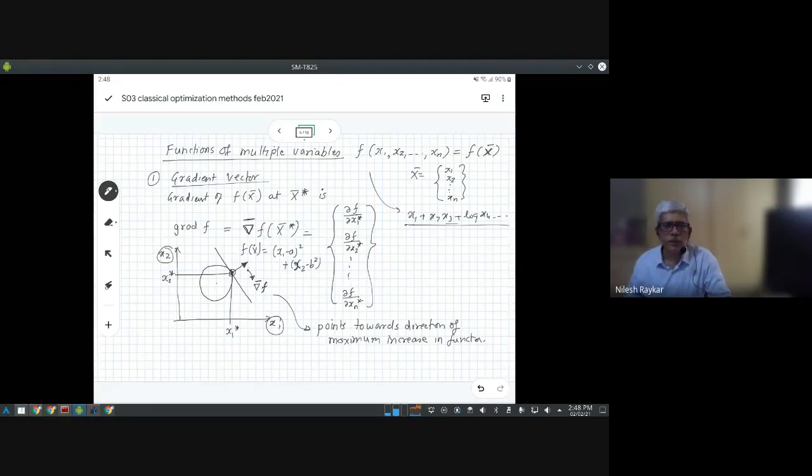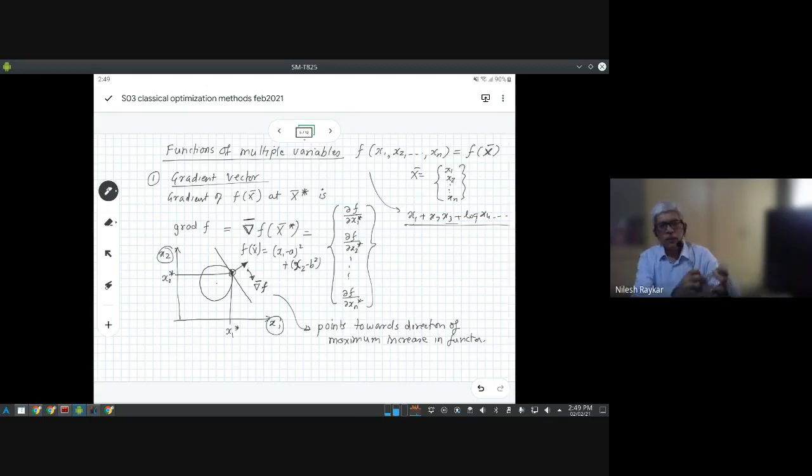In higher dimensions, it becomes more and more complicated to understand. In 3 dimensions, for example, a function could be a sphere. Then there would be a tangent plane to that sphere, and the gradient vector will be normal to that particular plane, and so on. In higher dimensions, it is difficult for us to visualize. Okay, so that is as far as the gradient is concerned.